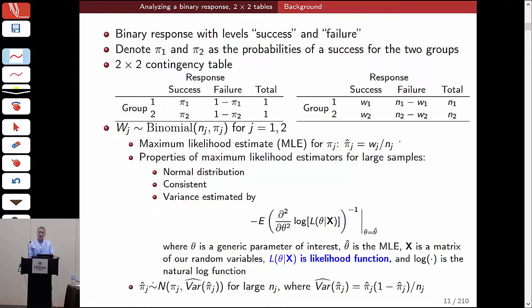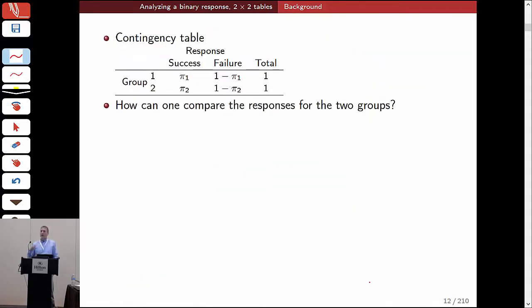Applied to this particular situation, pi hat sub j has an approximate normal distribution with a mean of pi sub j and an estimated variance of pi hat sub j times 1 minus pi hat sub j, divided by n sub j. That's going to be useful for coming up with distributions later for other statistics.